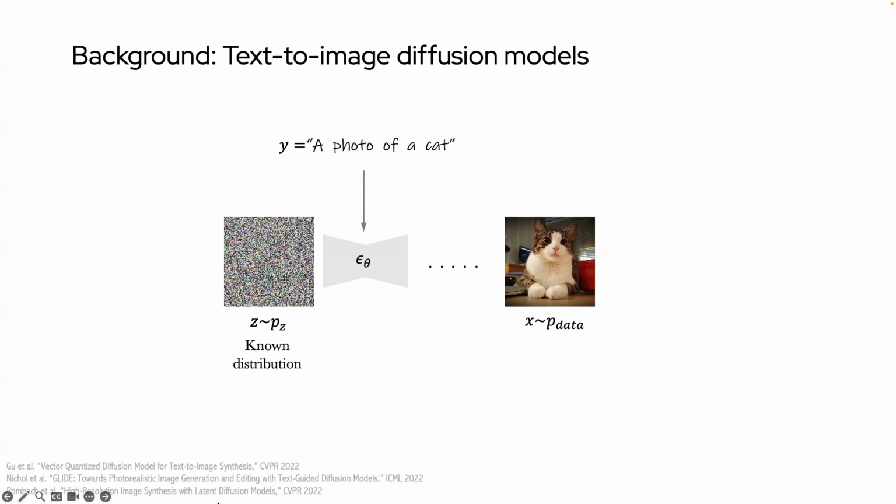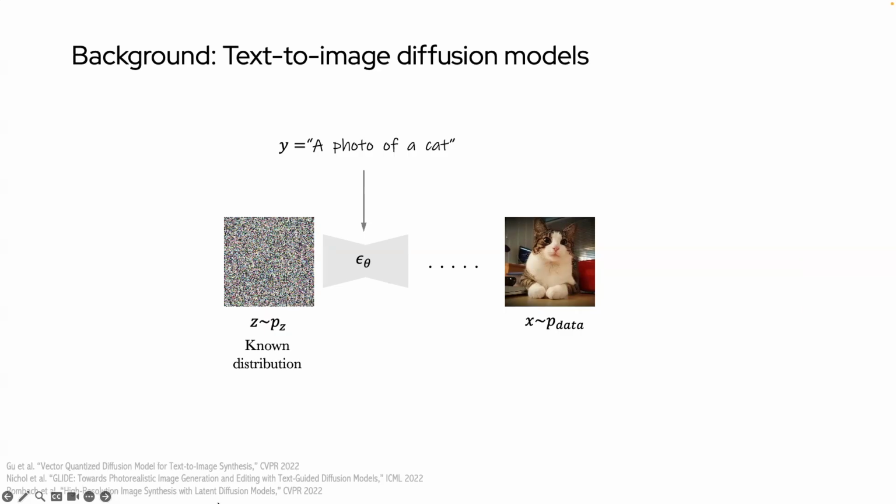Text-to-image diffusion models are generative models. These are neural networks, often called epsilon theta. And in general, this model is trained to generate new images by mapping samples from a known distribution, usually Gaussian distribution, to the approximation of the data distribution. And this process today can also be conditioned on a text prompt.